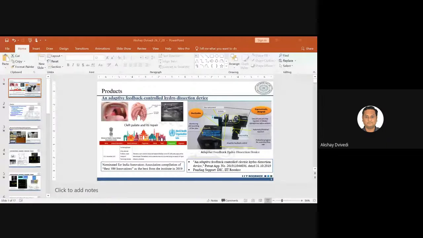So, just to give you a refresher. During the first lecture, we talked about development of this particular device, which was an adaptive feedback controlled hydrodissection device. This device is used for hydrodissection during cleft palate repair surgeries. For this device, there were, of course, certain customer requirements. And when I say customer, I basically mean that there are certain stakeholders. With those stakeholder requirements, once you understand them, you are in a better position to develop a particular product.